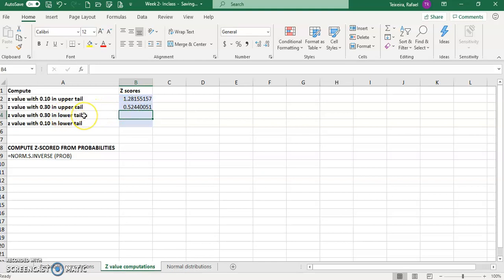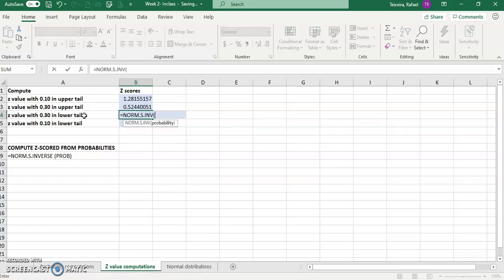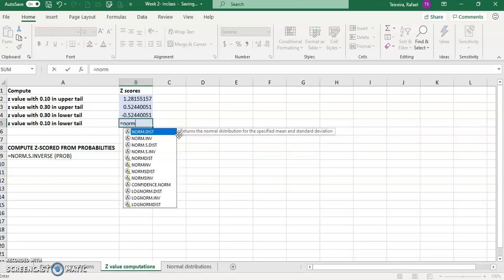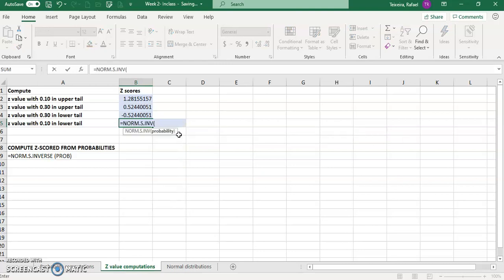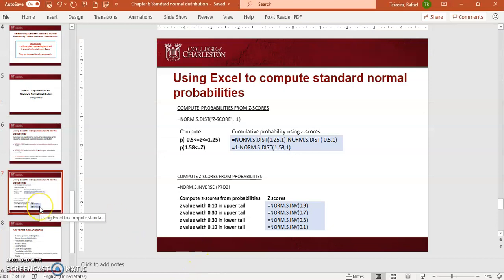In the lower tail, we use that number directly, which is equal NORM.S.INV. Because it's in the lower tail, I don't have to do any computation, simply type 0.3. It is a negative number because it's below the mean, in the lower tail. And the same thing here, equal NORM.S.INV, and then 0.1. Okay, so this is how you solve these problems in Excel.